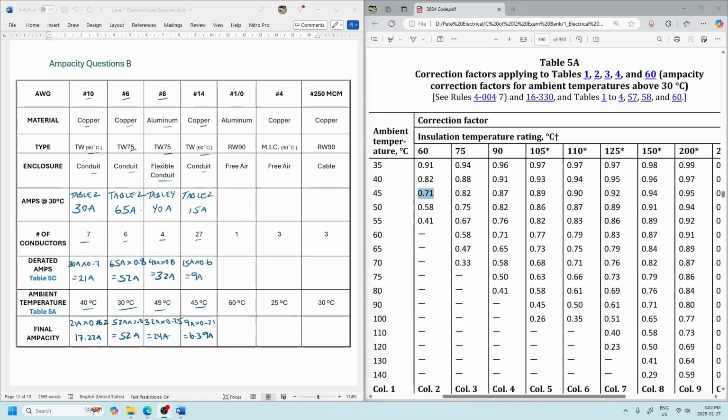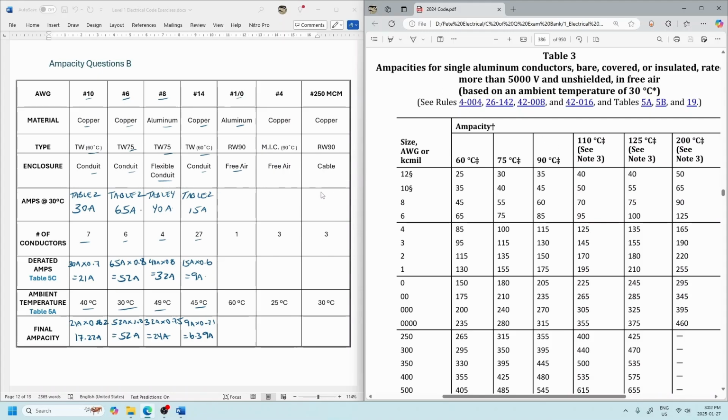We got 1/0 aluminum free air. So what table is that going to be? That's going to be table 3. We're in the 90-degree column there for RW90. Okay, we got 1/0, so 90-degree column. Looks like those guys are good for 205 amps. So we're table 3 because it's aluminum and then free air. And those are good for 205 amps at the moment. We have 1 conductor there, so we're going to have 100% of that value.